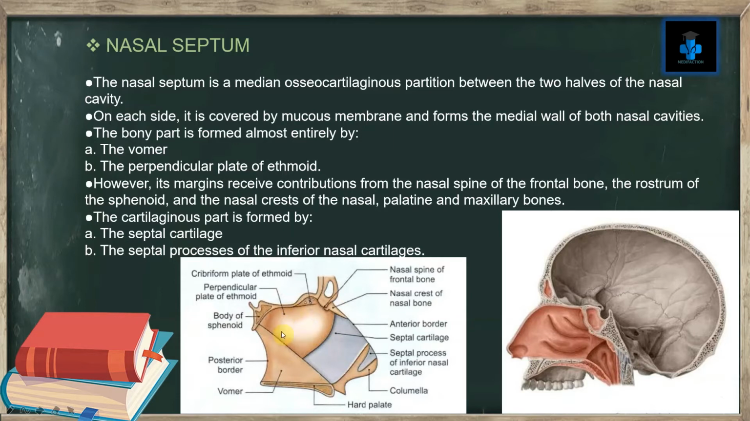Moving on. The cartilaginous part is formed by the septal cartilage, right here, and also the septal process of the inferior nasal cartilage. This is the septal process of the inferior nasal cartilage.